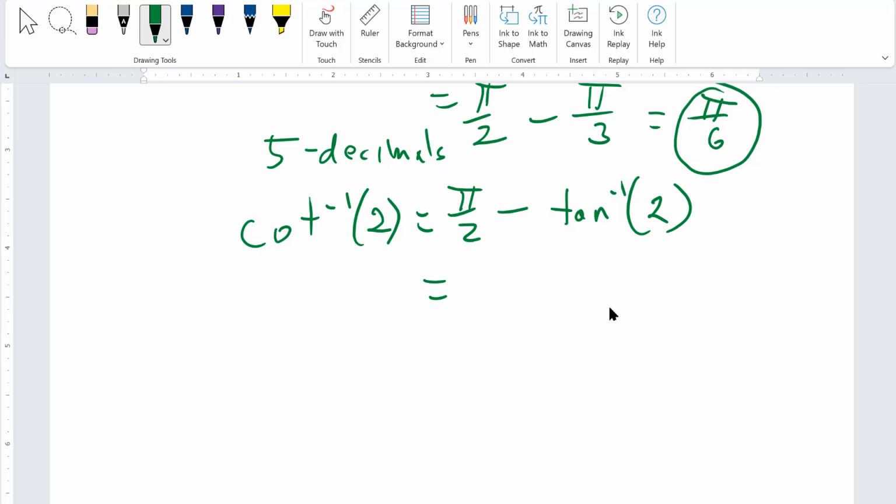I'm in radian mode here. And to 5 decimal places, that gives me roughly 0.46365. So that would be, to 5 decimal places, the inverse cotangent of 2. And that is how you do that. And that is the end of this recording.